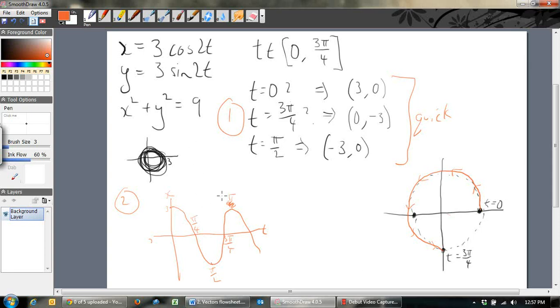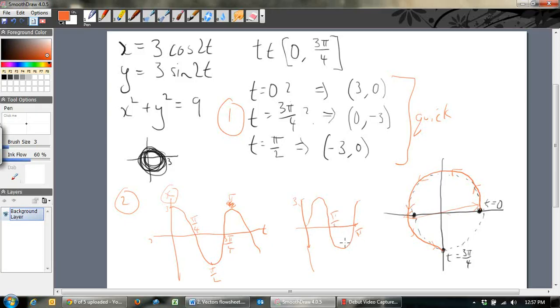So if you have a look at this, what's happening between t is equal to 0 and 3 pi on 4? Well, what is the range of x? What's the range of your x values? It goes between 3 and negative 3, so it does that full width there. And what's your y? y is equal to 3 sin 2t. What does that look like? Well, it's going to start from there, it's going to go up and down, etc. Because it's been dilated by a factor of 2, this will be pi here, and that'll be pi on 2, etc.